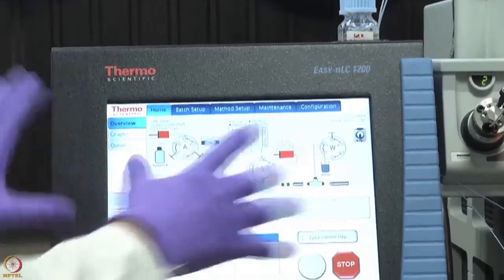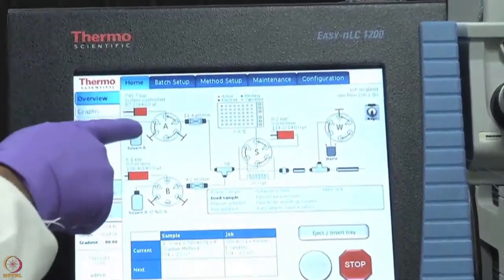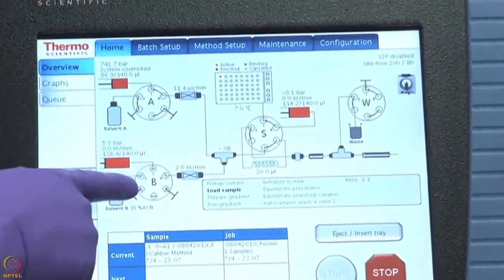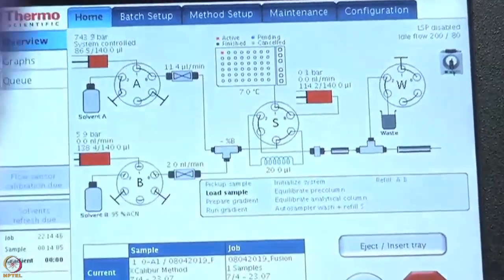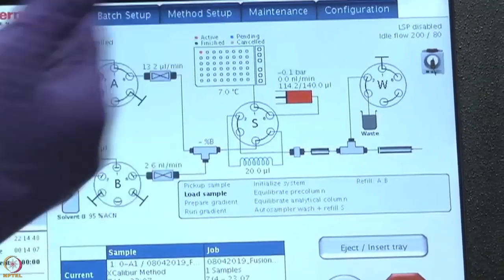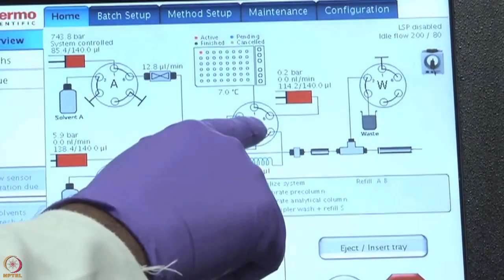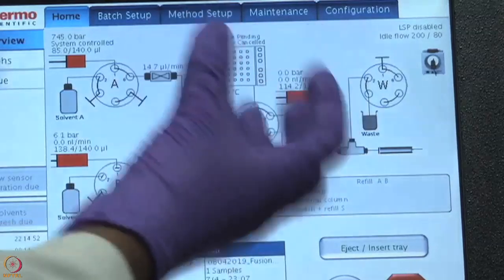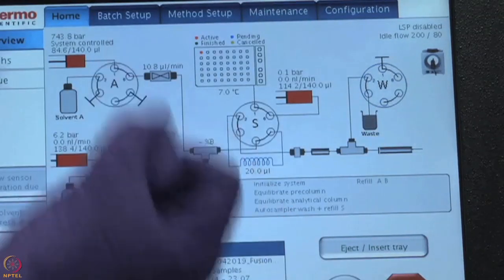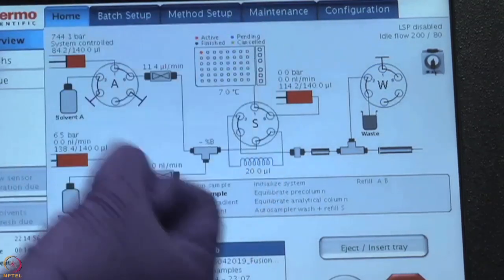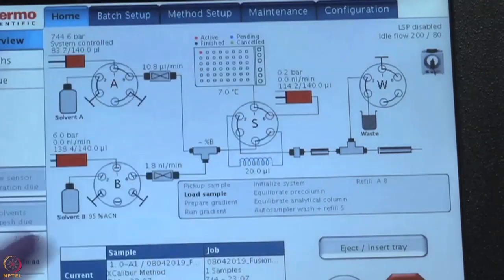Now, if you see this screen, there is pump A and pump B, which regulate the flow of solvent A and solvent B. This is another pump, which is pump S. It controls the taking of the sample, that is, how much of the sample has to be injected, which is controlled by pump S.